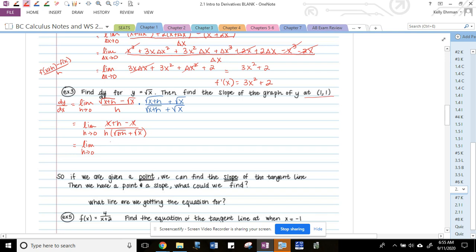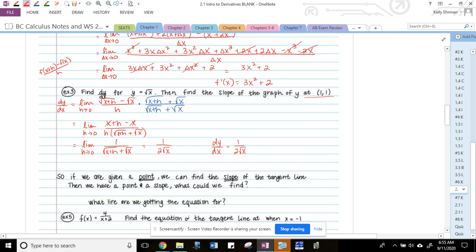This is simplifying to the limit as h approaches 0 of 1 over the square root of x plus h plus the square root of x. Use direct substitution to put 0 in for h. You have 1 over radical x plus radical x, which is 1 over 2 radical x. So dy/dx is equal to 1 over 2 radical x.